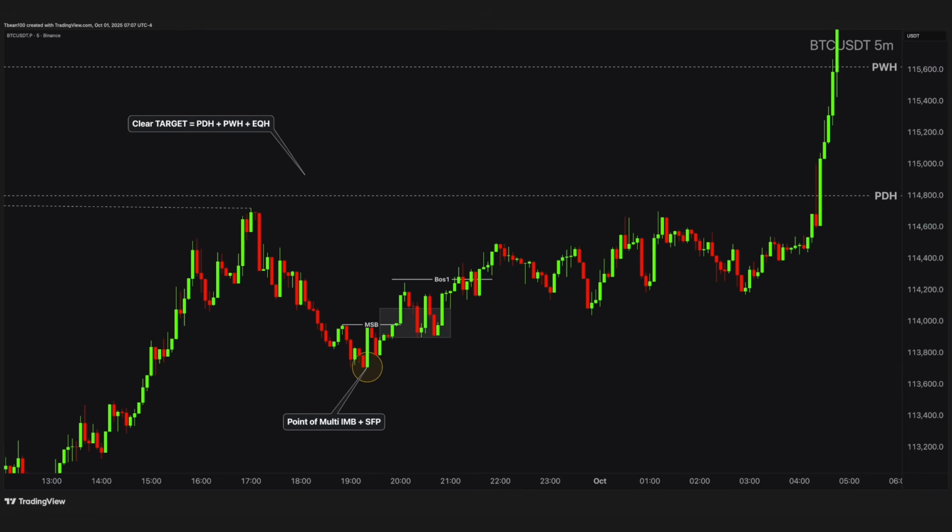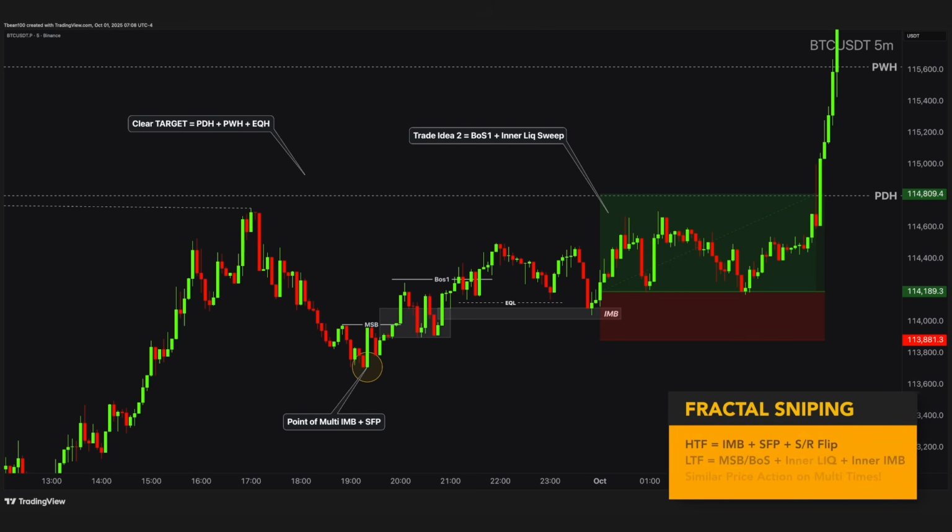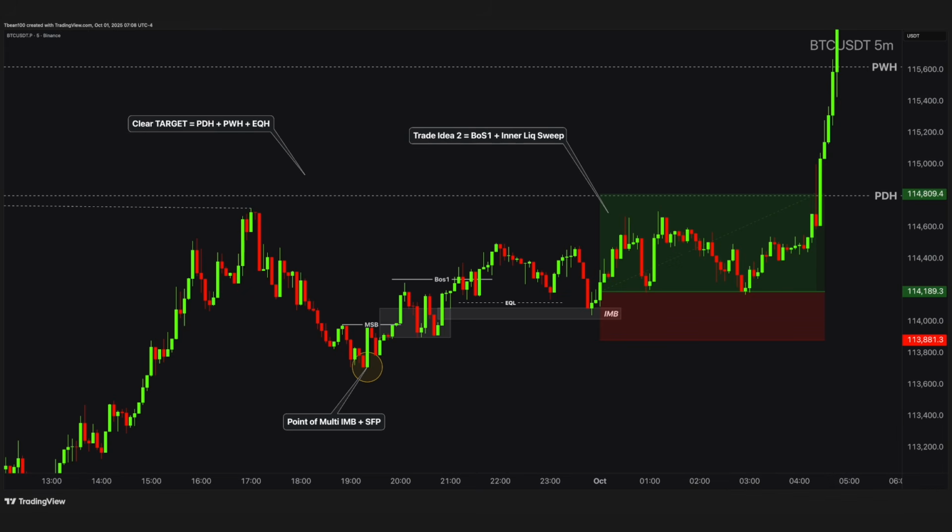But if you are not comfortable taking the very first reversal structure shifts, or if the first MSB stops you out a lot, then you will want to wait for the first real break of structure. In this example, that's exactly what happens. It creates what looks like a fractal sniping setup, sitting just above the inner imbalance area. And that right there becomes your fractal sniping entry point.